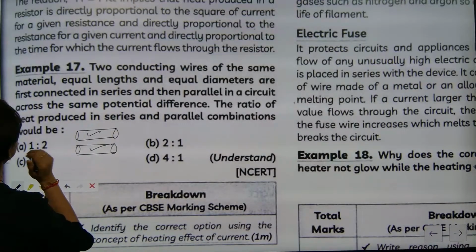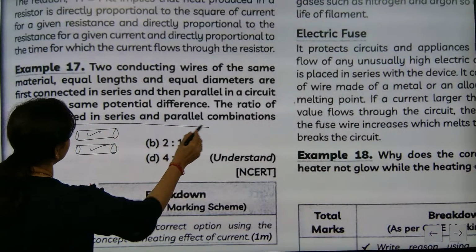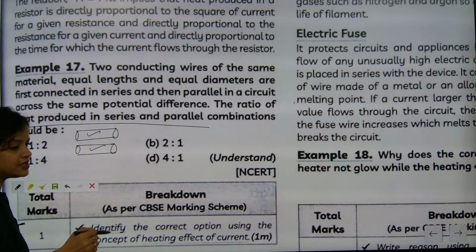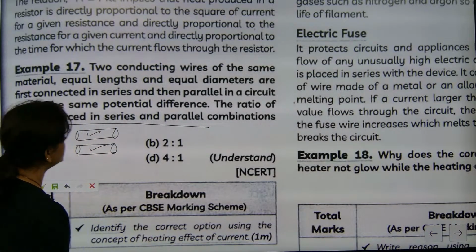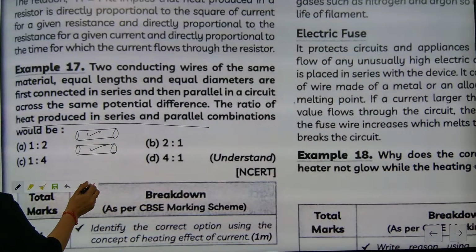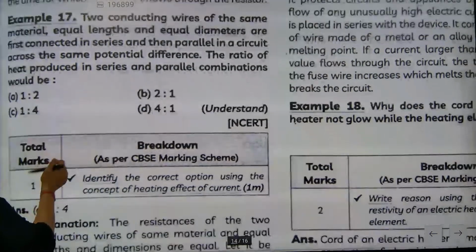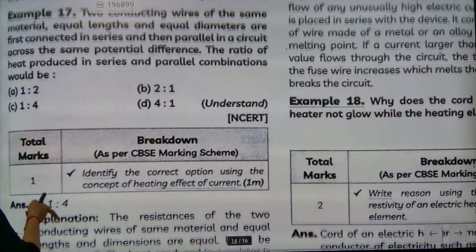Then how does the ratio of heat produced in series and parallel come out? The only difference is that one is connected in series and the other in parallel. So in series and parallel connection, what is happening? Why is the answer 1 to 4?